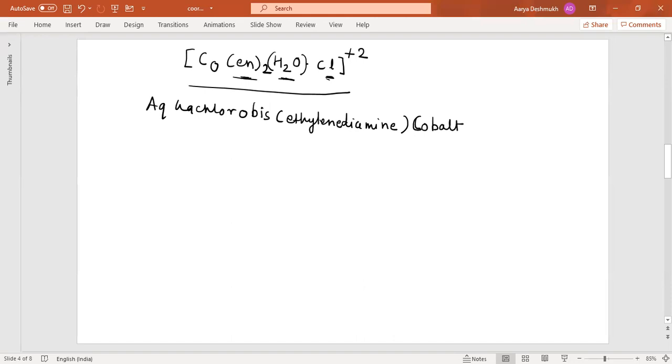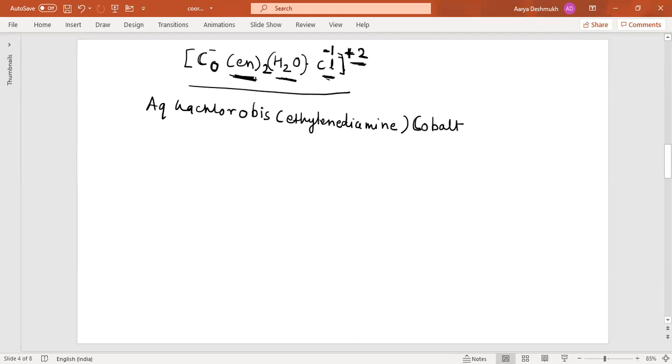Now the important thing: what must be the oxidation state or oxidation number for this cobalt? It says there is a +2 charge here. Now, go one ligand at a time. Ethylenediamine is a neutral ligand. The water molecule is again a neutral one. This is the only ligand which carries a charge, and the charge on it is minus. So this is -1, and the resulting charge is +2. If this is -1, then the remaining must be such that the result is +2.